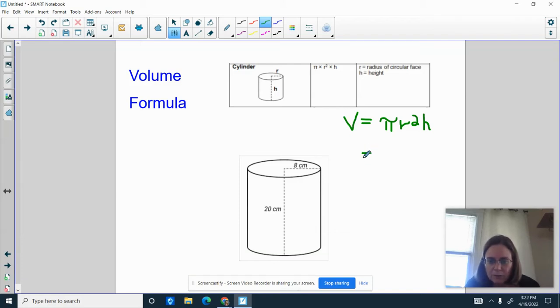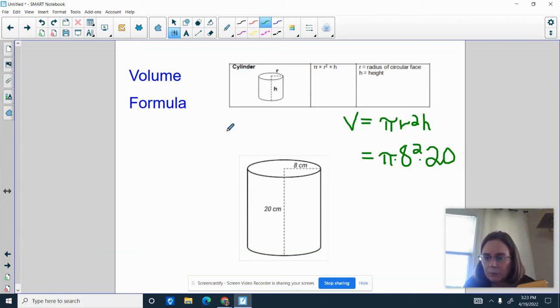All right. So I'm going to leave pi for a second. I'm going to put in radius. Radius is half the distance across your circle. So sometimes you're given the full distance across the circle, and that's called the diameter, and sometimes you're given half. In this case, the 8 represents half. I can tell that by the dotted line, so I'm going to put 8 squared, and my height is 20. So I'm going to grab my calculator and multiply this all together.